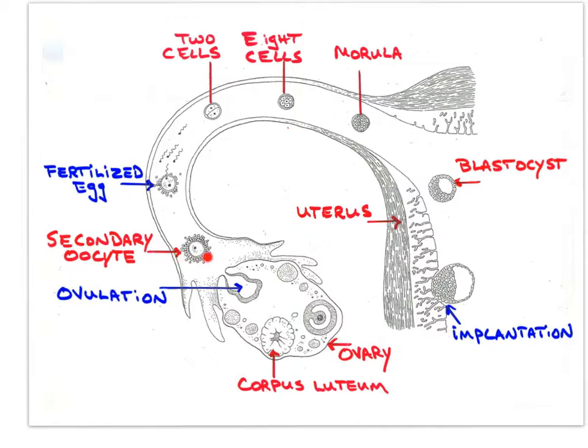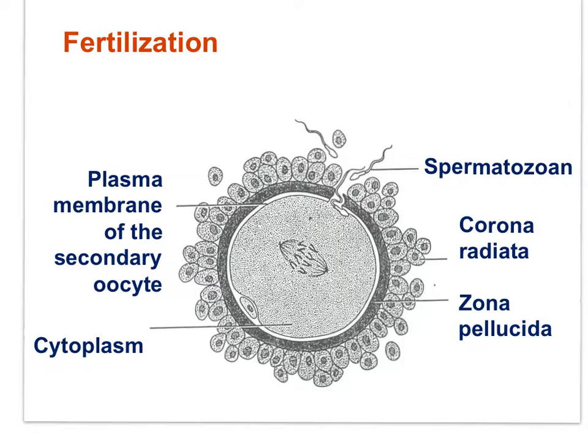You can see the secondary oocyte released into the oviduct by the process known as ovulation. The secondary oocyte is surrounded by attendant follicle cells. In this image, we can see the secondary oocyte. Here is the plasma membrane of the secondary oocyte. Here is the zona pellucida. And here's the polar body resulting from meiosis I.